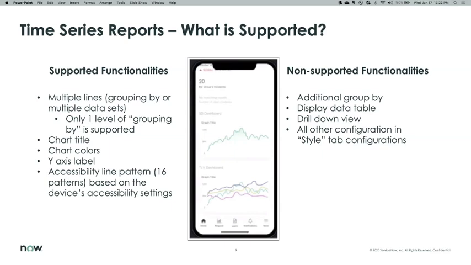So what's not supported is additional group bys. Again, it's only one. Displaying the data table at the bottom of the chart is not available. And again, drill down view, just like the single score. And all the other configurations as they relate to the style tab in the platform, if it's not listed here as supported, it's not supported as well.